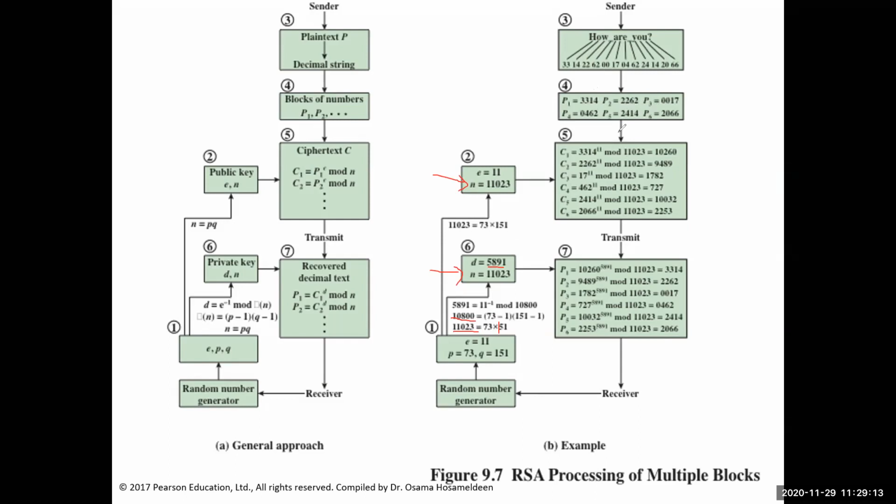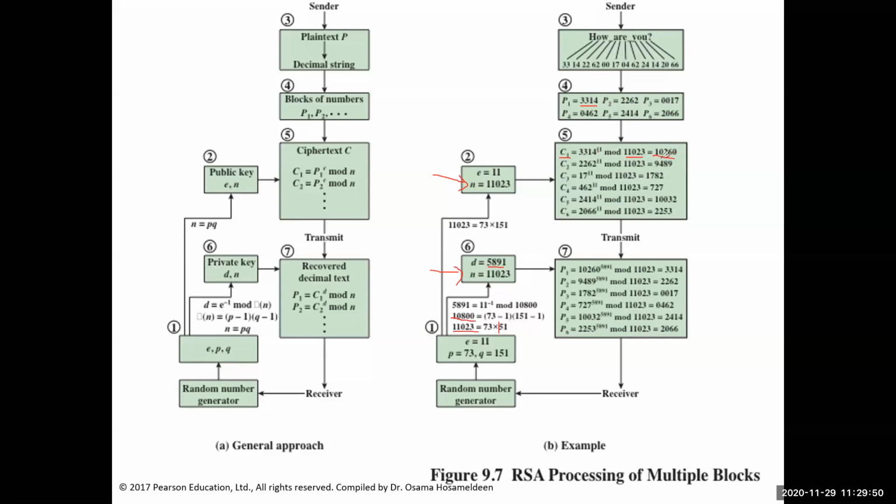After that, we can calculate each block's C, which is ciphertext. How to make it? For example, I have this one. I can use the public key, which is 11 mod n. Then I will take each one of them and apply the same equation. So C1 is 3314 to the power 11 mod 11,023. This is going to give me 10,260.